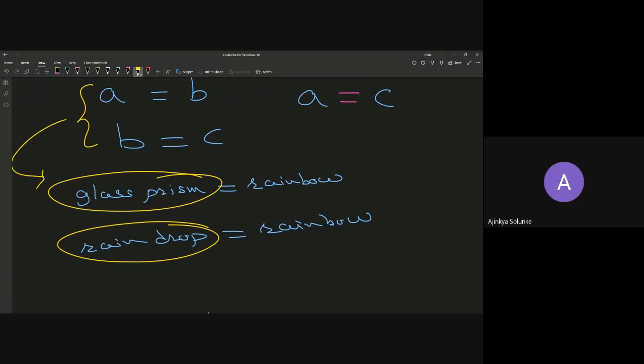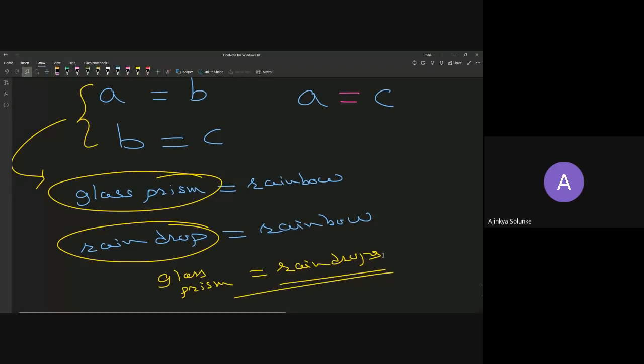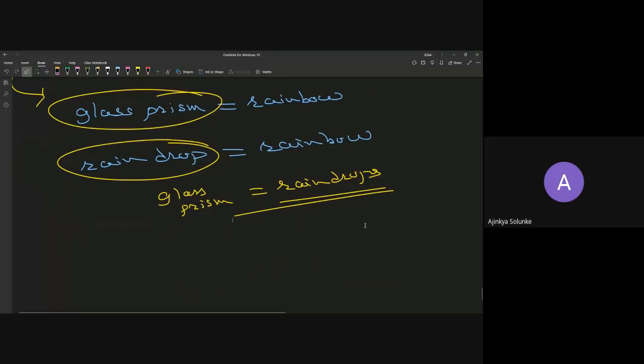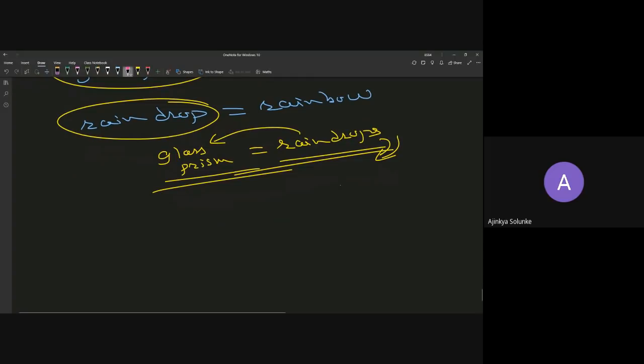Just have to apply your IQ, basic maturity. Glass prism might be equal to whom? Raindrop. Okay, so the raindrops are acting like glass prisms, and that might be the reason why raindrops are able to create a rainbow. So the reason is your raindrops are acting as what? Glass prisms. Okay. So could you tell me then what kind of surface a raindrop must be having? Parallel surfaces or inclined surfaces?